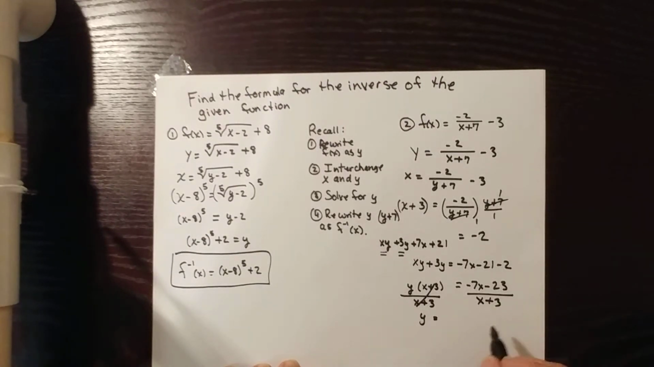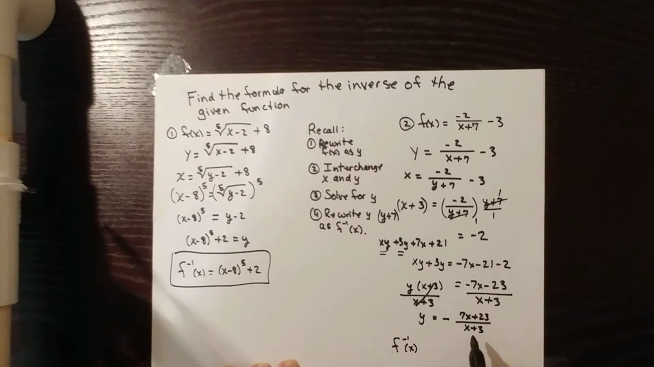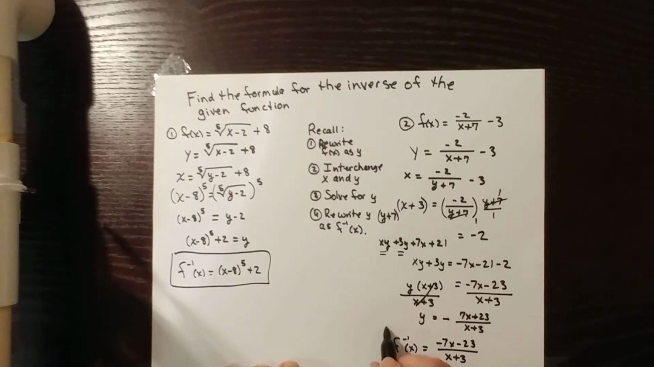That's acceptable. Here's another way. You could factor out a negative. You could write it in the front. If you factor out a negative, that leaves you with a positive 7x plus 23 over x plus 3. And the last step is to rewrite y as f inverse of x. So again, this negative in the front indicates that it distributes. This is acceptable. Or you could distribute it, negative 7x minus 23 over x plus 3. But that is the inverse function for the given f.